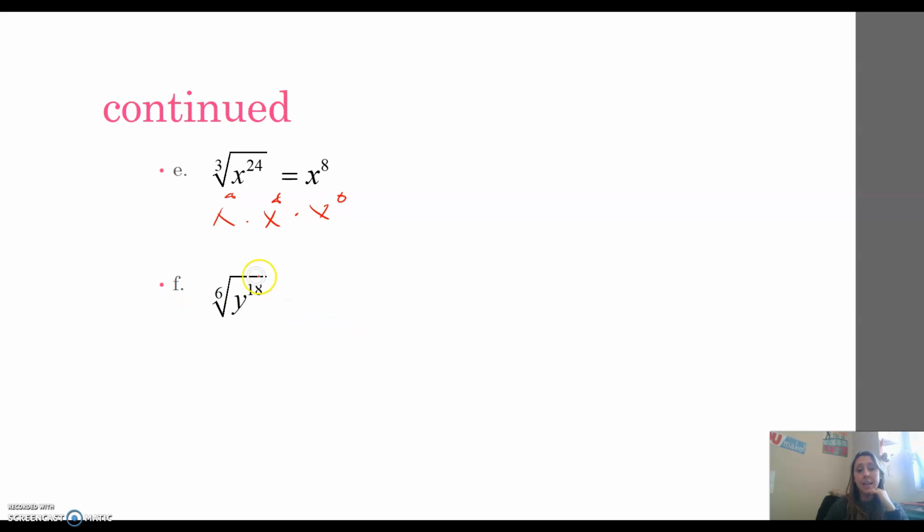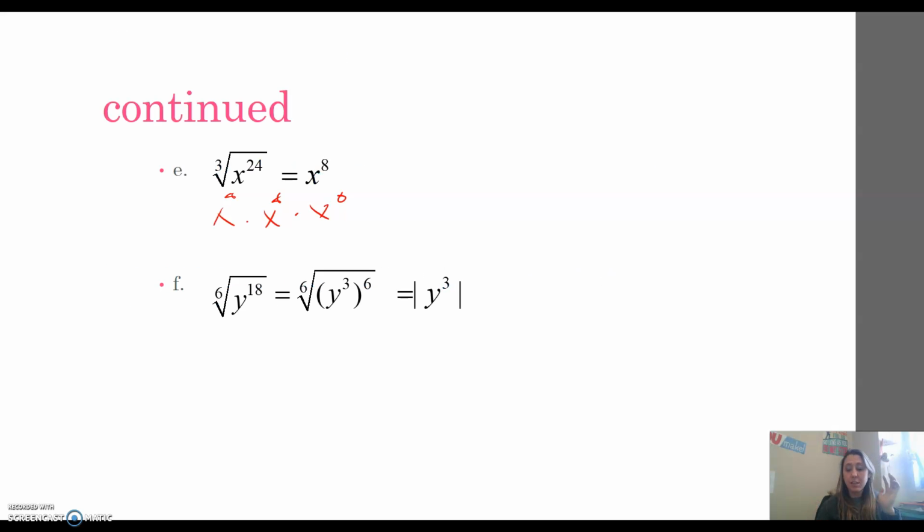And we're going to do the same thing for this one. So now we have even. We have the 6th root of y to the 18th. They're even, so we have to consider that. We can break it up. This is the same thing as y cubed to the 6th, because if you take 18 and divide it by 6, you get y to the 3rd. So then we need the absolute value of y cubed.